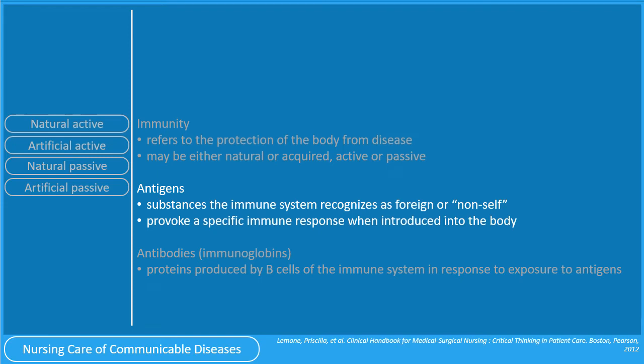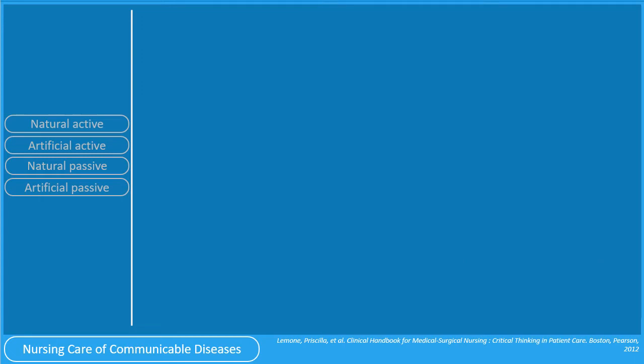Antigens are substances the immune system recognizes as foreign or non-self. They provoke a specific immune response when introduced into the body. In other words, antigen exposure results in the formation of antibodies. Acquired immunity can be natural active, artificial active, natural passive, or artificial passive.